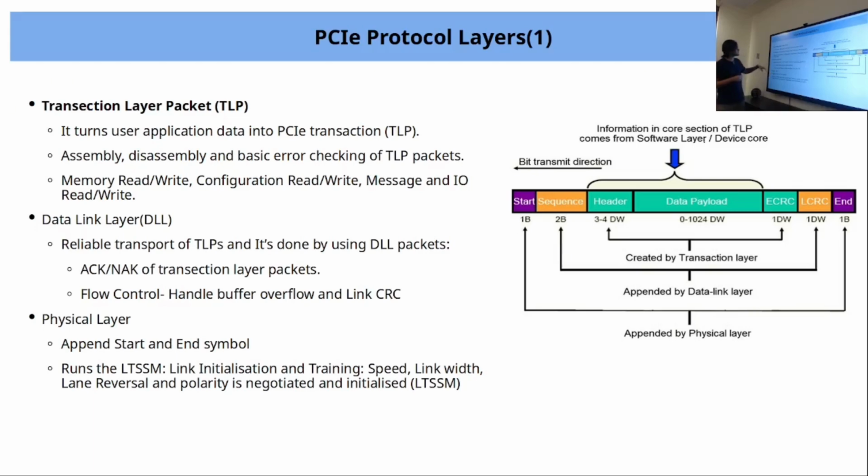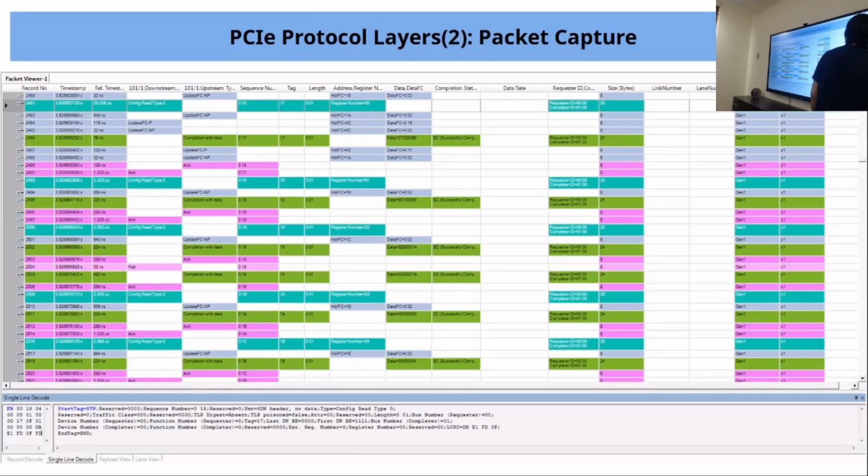So I think these are the only 3 layers which PCI supports, and we'll be mainly talking about the transaction layer packet because that takes care of all the memory transactions and configuration space transactions.